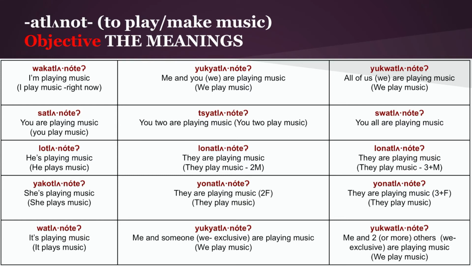Okay, so we mentioned we're using objective pronouns here. Remember, those objective pronouns for the A-stem are waga, za, lo, yago, yo or wa. For this verb, it's going to use wa. Yungya, ja, lona, yona, yungya, yungwa, swa, lona, yona, yungwa. So you can see that that is before the root in the verb. In the objective, the ending is day, okay? So wagadla not, wagadla no day, that's the full word. I'm playing music. This is happening right now.